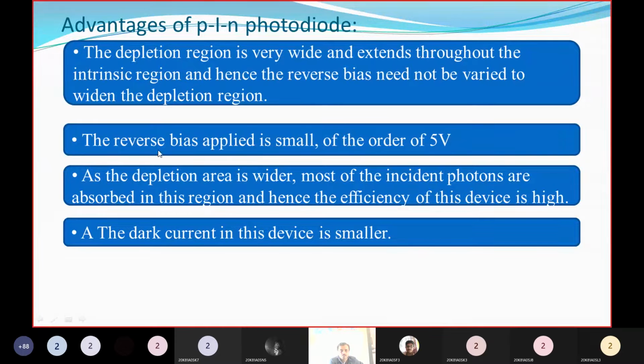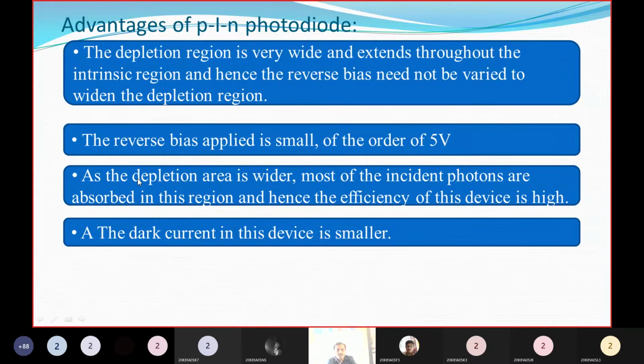The reverse bias applied is small, in the order of 5 volts. So 5 volts is enough for the working of the PIN diode. Less than 5 volts of reverse bias voltage is enough here.